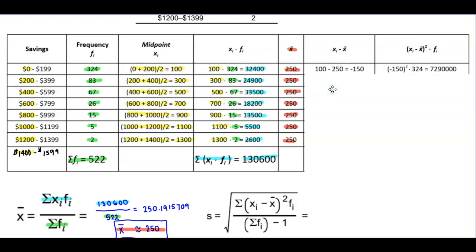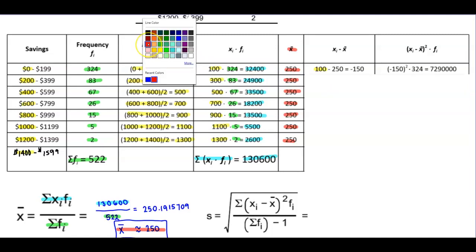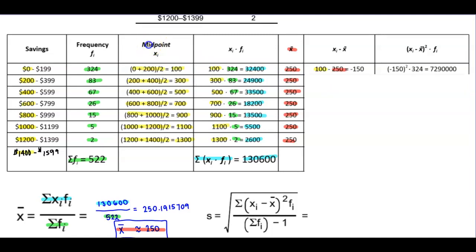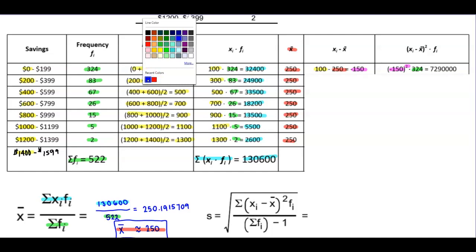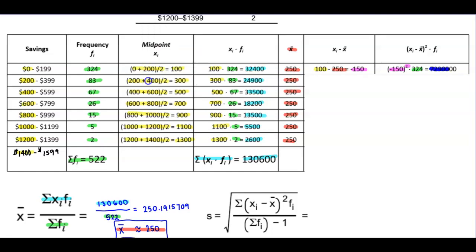We know that the midpoint is 100, and we're going to subtract the sample mean of 250 to get negative 150. So now in the next column, we're going to take that negative 150 and square it, and then multiply it by its frequency. And when we do that, we're going to get the total of 7,290,000.